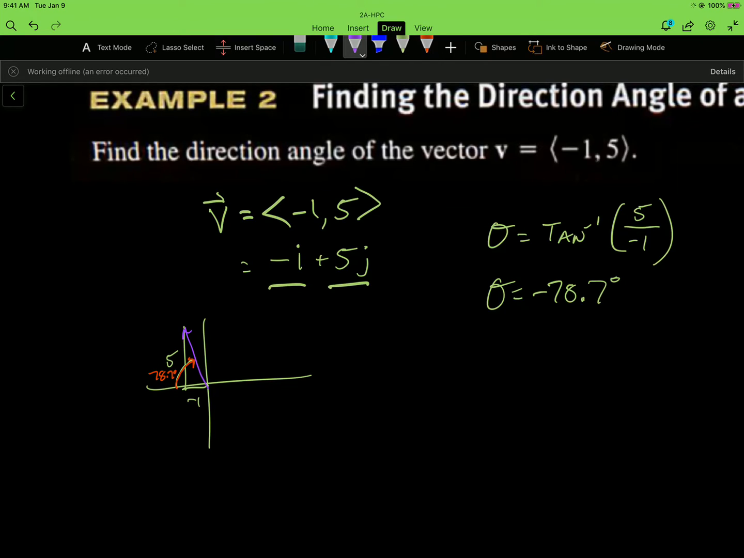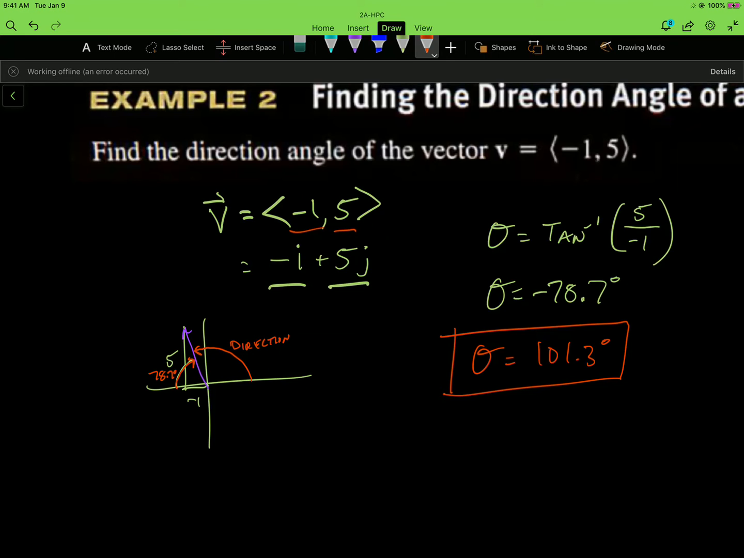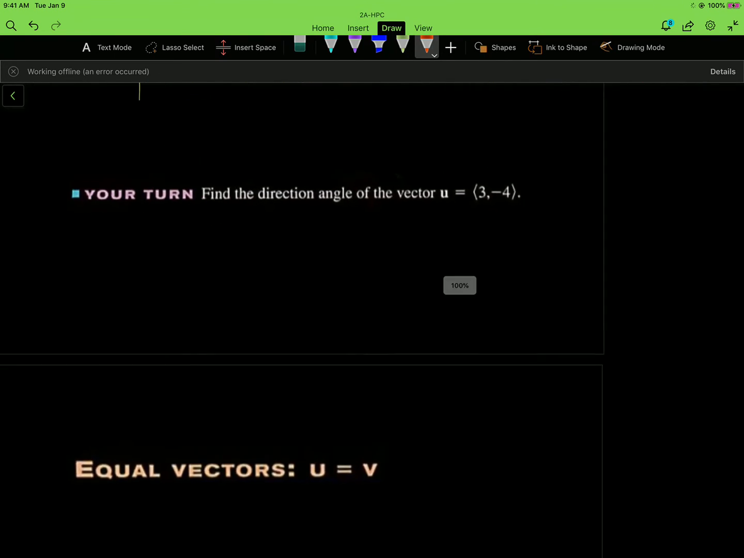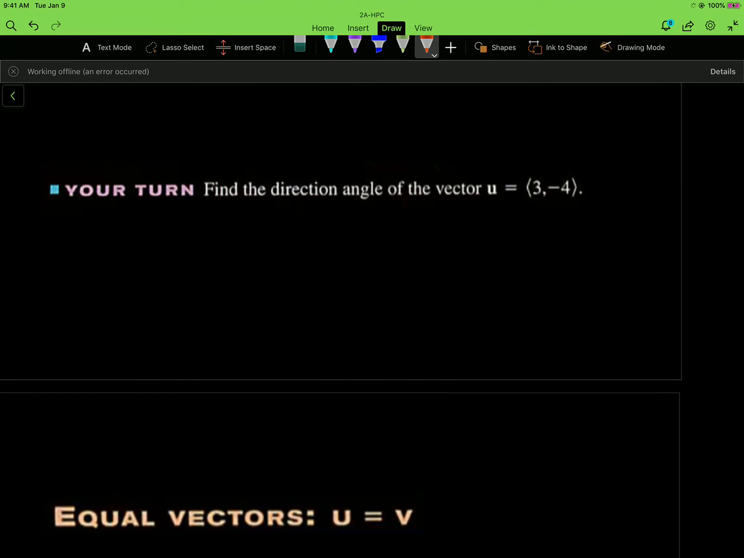We really want our positive angle; our direction angle is our positive angle from the positive x-axis. This part is our direction angle. So you find it by doing 180 minus 78.7, and we get 101.3 degrees as our direction angle for a vector with these components. All right, you're going to try one on your own. Pause the video here and see if you can find the direction angle of that vector.